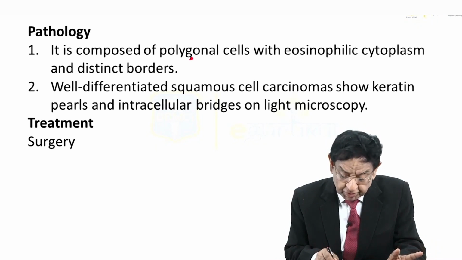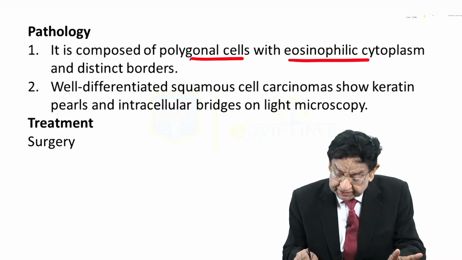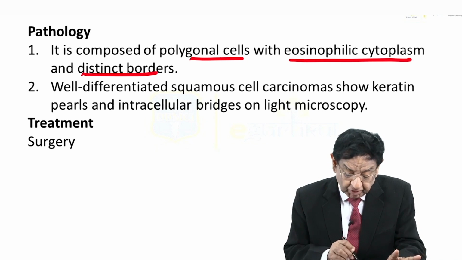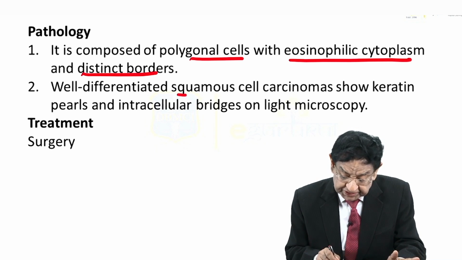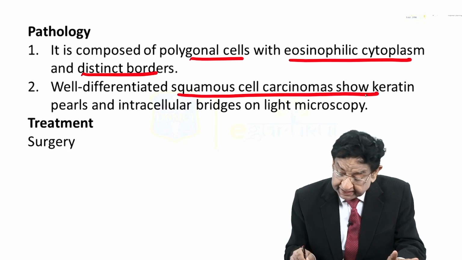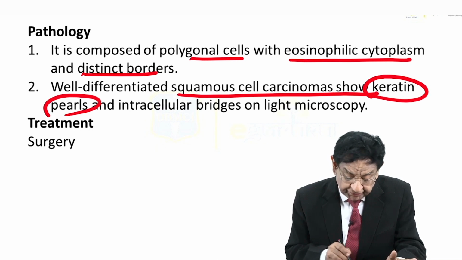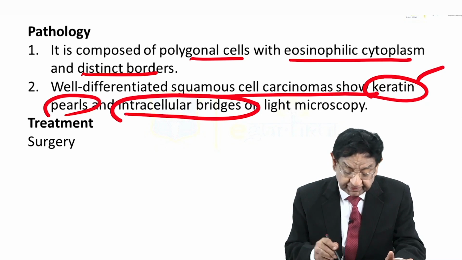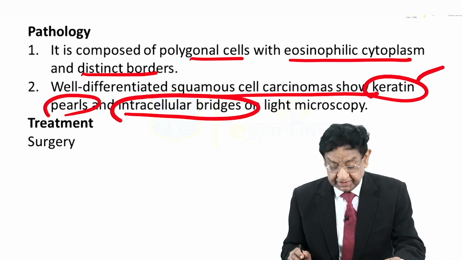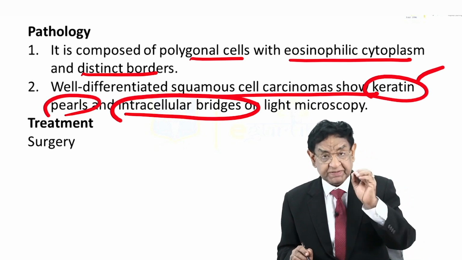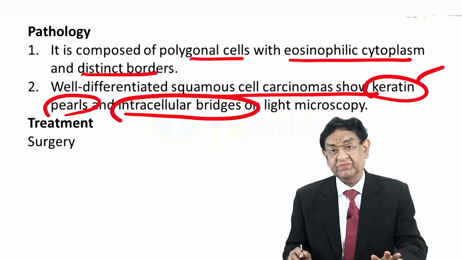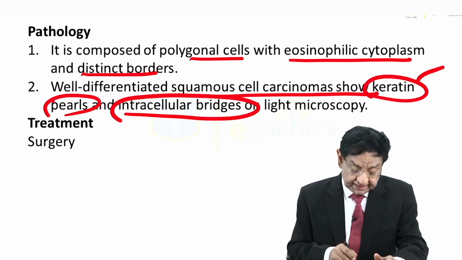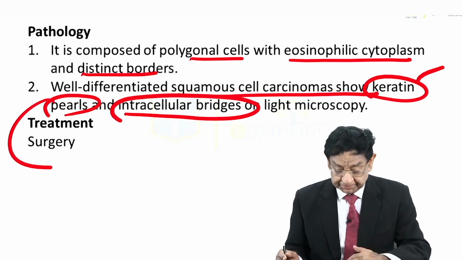Composed of polygonal cells with eosinophilic cytoplasm with distinct borders. Well-differentiated squamous cell carcinoma shows keratin pearls, and there are intercellular bridges. There are two words you should never forget: keratin pearl and intercellular bridges are the classical features of squamous cell cancer. And as per the treatment plan, it is surgery.